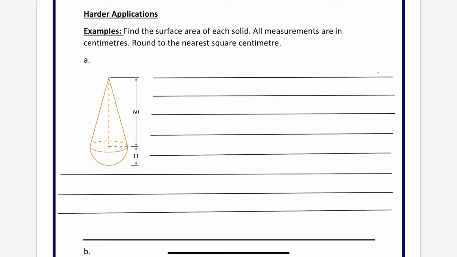In this video, we're going to go through how to find the surface area of harder composite solids, especially the ones that involve Pythagoras theorem. Okay, so in this question, we have a cone and a hemisphere. So I'm going to split that surface area into the surface area of the cone plus the surface area of the hemisphere.